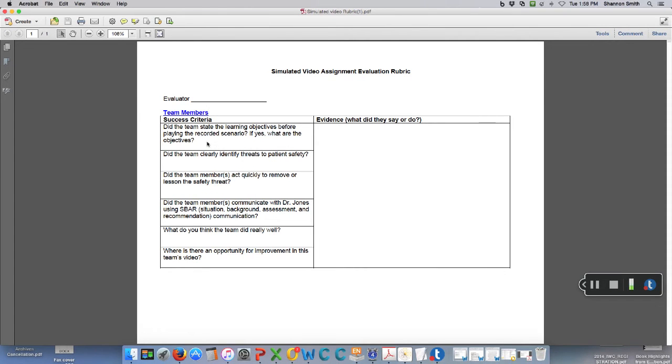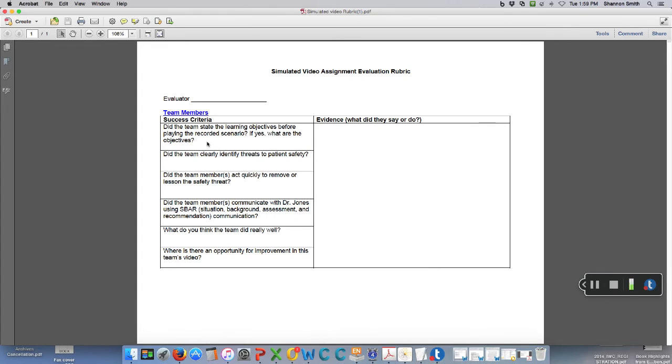Okay, so this is what I'm asking myself when I watch your video. Did the team state the learning objectives before playing the recorded scenario? So, did you tell the learner what they should expect to get out of your video? Did the team clearly identify threats to the patient? So, in the scenario, what's wrong, why your patient is in danger?